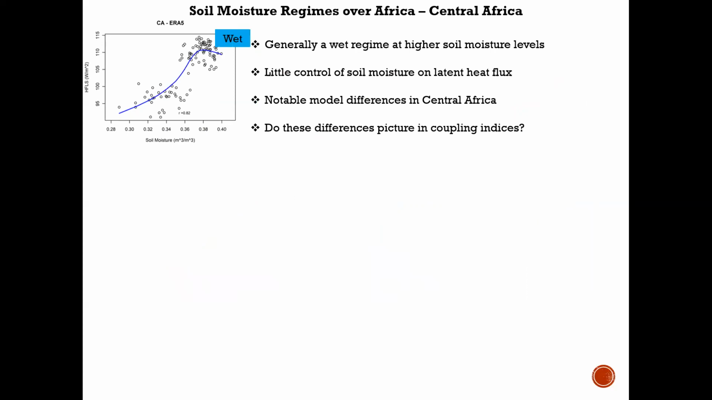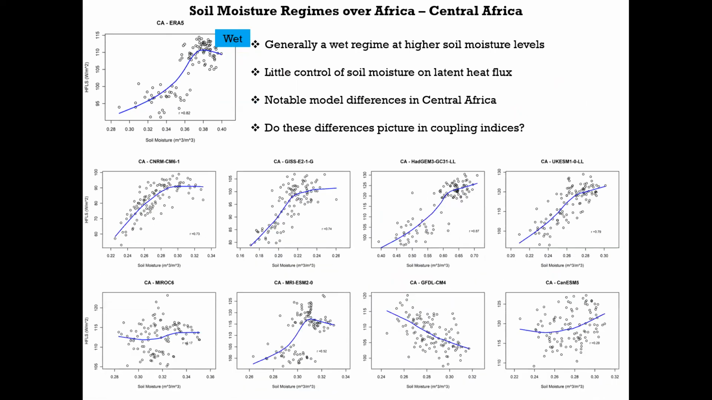So we present here the regime of Central Africa, and the bottom panels show how models simulate this for the March, April, May season. We see in the top panel that models are fairly able to simulate this well, while in the bottom we have some exceptions. The MIROC and CanESM5 are not able to show that there is no relationship in this region between soil moisture and latent heat flux, while the GFDL actually shows an inverse relationship.